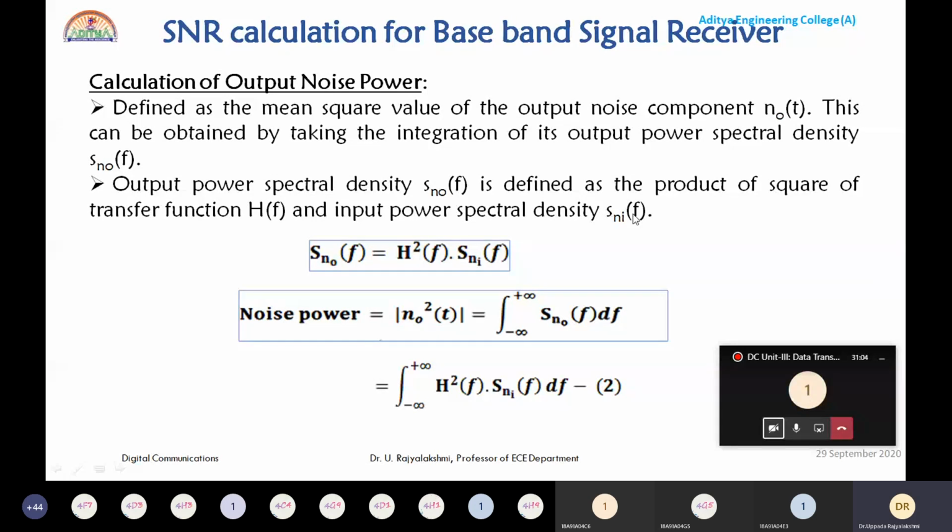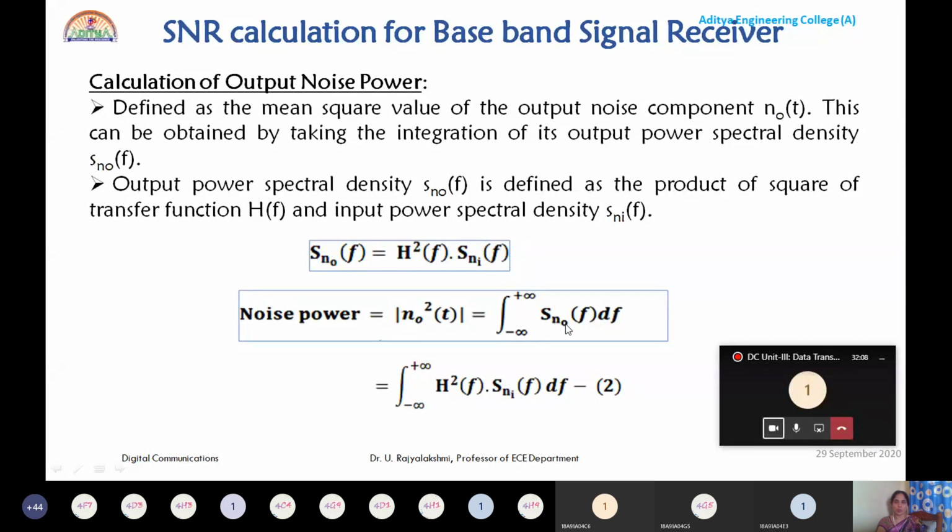What is output power spectral density? It is defined as the product of the square of the transfer function H of f and the input power spectral density S ni of f. Here S ni of f is the Fourier transform of n of t, where n of t is the input noise. Here, for evaluation of output noise, we are not considering the effect of signal. So let us first evaluate the output noise component. For calculation of noise power, you take the mean square value of the output noise signal. You can evaluate this by taking the integration of the output noise power spectral density, that is S n0 of f.